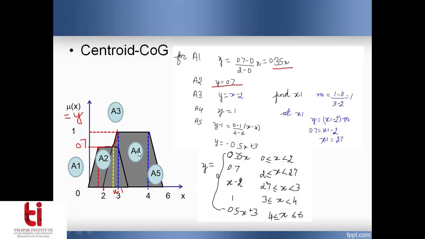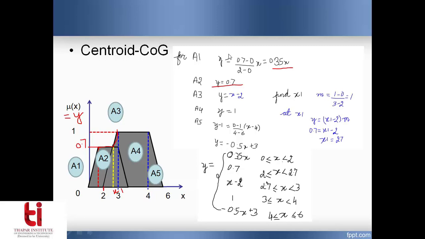Next we come to A4. A4 is again a rectangular region between 3 and 4, and the value of y here is 1. So it is constant. For A5, again it is a sloping region. I need to identify the slope, so first I find the slope by identifying the points. The points are x is 4 and y is 1, and x is 6 and y is 0. This gives me the slope and the relationship between y and x at these points. So this is what I get out of that.